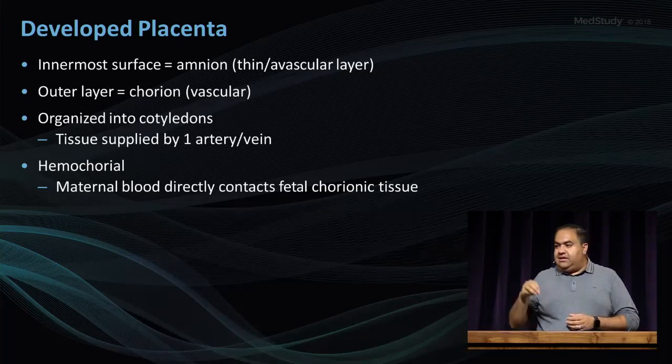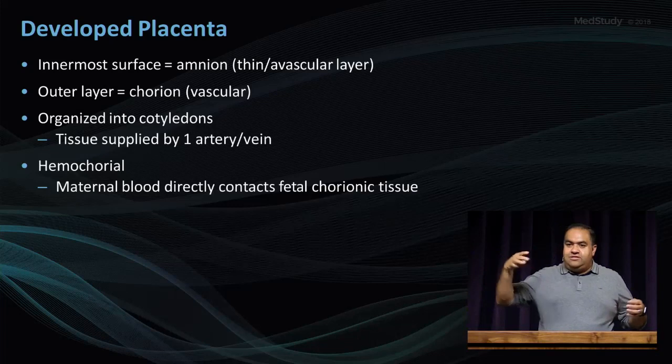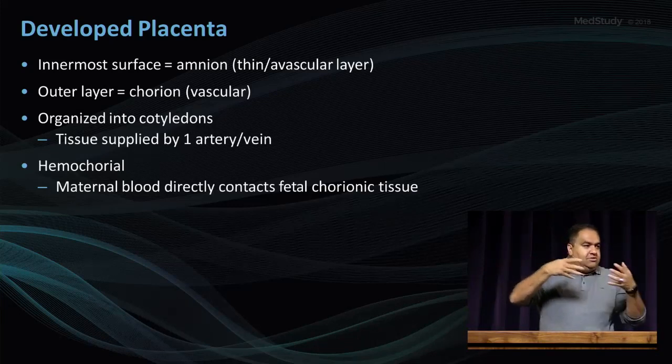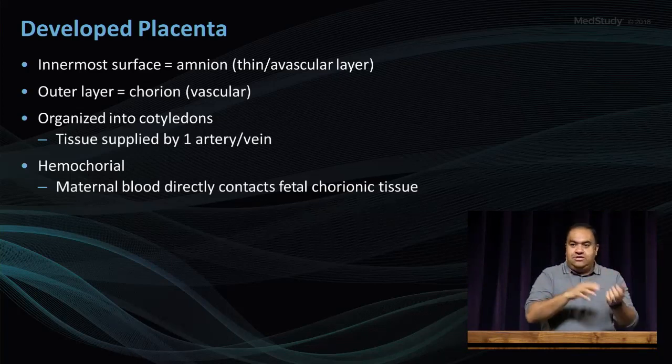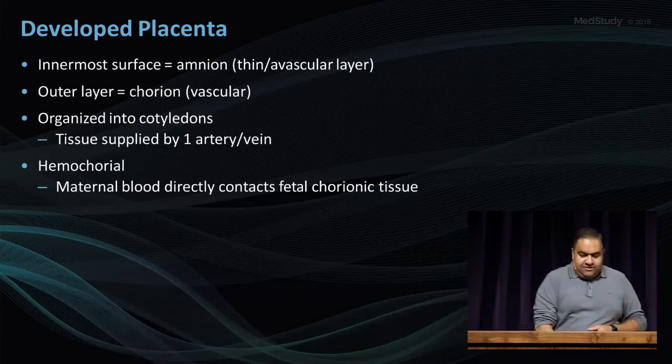Each cotyledon has tissue that is supplied by one artery and one vein. Just like fingers, as you can imagine, as it invades through, each finger has an artery and a vein that goes in and exchanges nutrients and waste with the placenta, to give nutrients to the infant. So hemochorial means maternal blood directly contacts the fetal chorionic tissue.